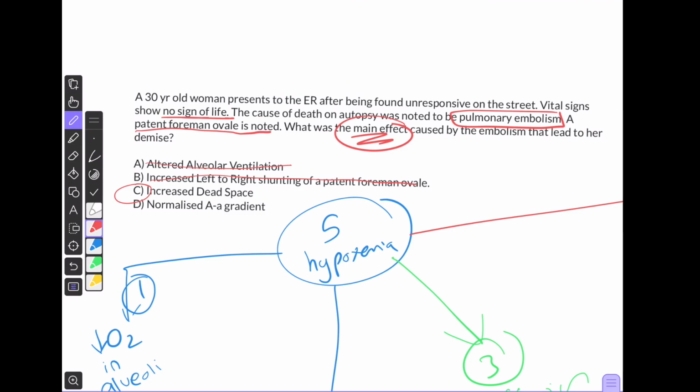Lastly, normalized AA gradient. This is not a thing, because AA gradient is something that affects diffusion. We've talked about the things that thicken the diffusion barrier, but keep in mind that VQ mismatch can technically also affect the AA gradient, because you're basically making diffusion harder, and that is what the AA gradient represents. But in that case, AA gradient would be increased, not normal. So it's not D either. So everything is wrong. C is the correct answer.